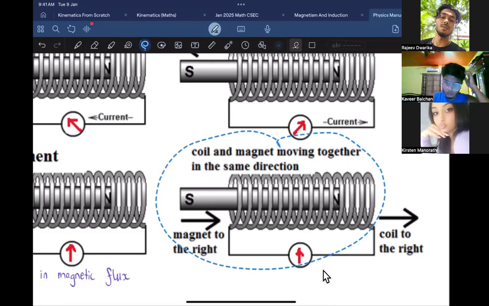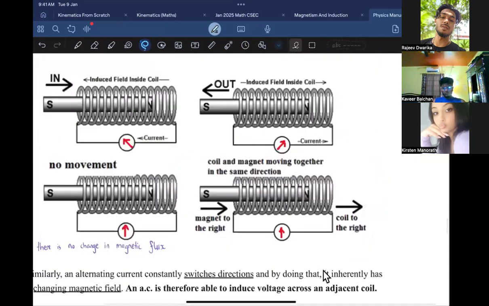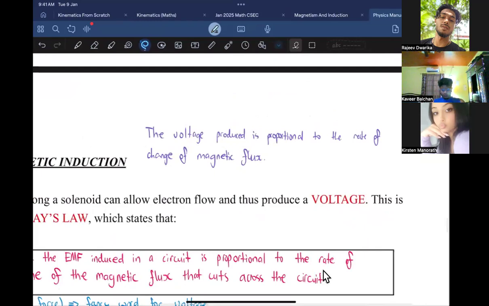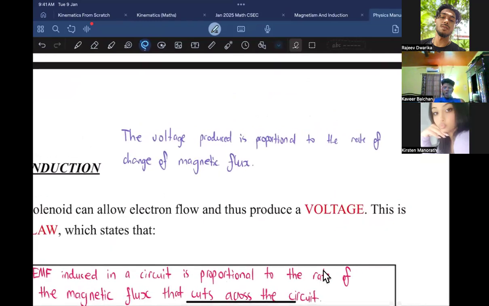If the coil and the magnet are moving together in the same direction, it's like you are the magnet and you're in the vehicle, which is the solenoid, and you're moving. But because you're inside, there's going to be no change in magnetic flux because it's stationary. So I would like you all to copy down the simple definition for Faraday's law: the voltage produced is proportional to the rate of change of magnetic flux.